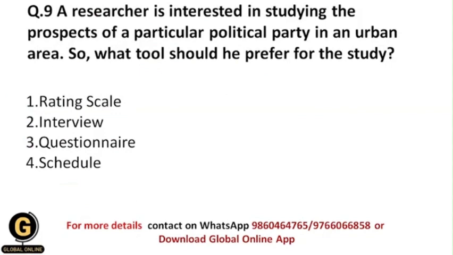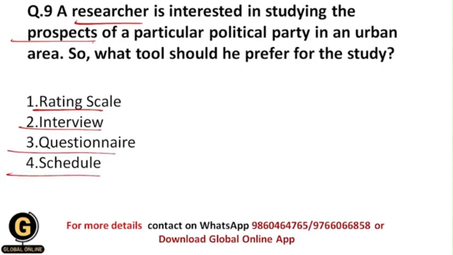Next is, a researcher is interested in studying the prospects of a particular political party in an urban area. So what tool should he prefer for the study? So now over here the researcher is interested to study the prospects of a specific political party in an urban area. So for that he needs to collect the data. Okay, so for the data collection, what kind of data collection tool will he use? Whether he will use a rating scale, interview, questionnaire or schedule.